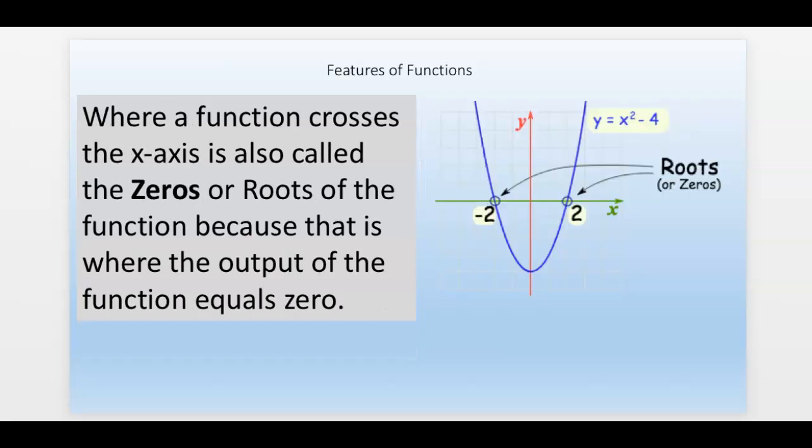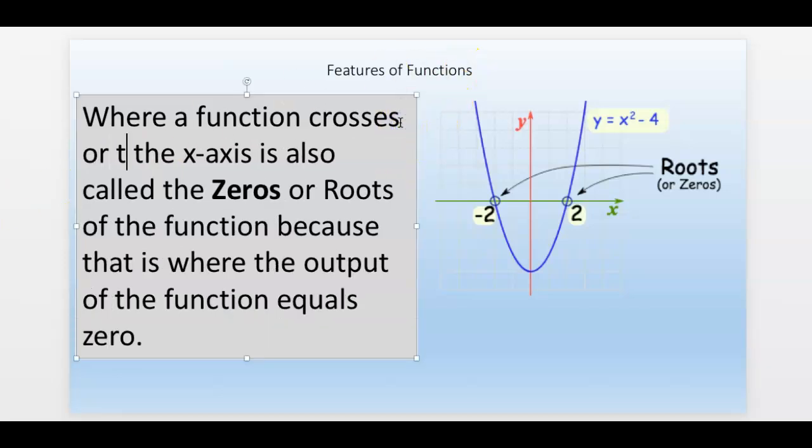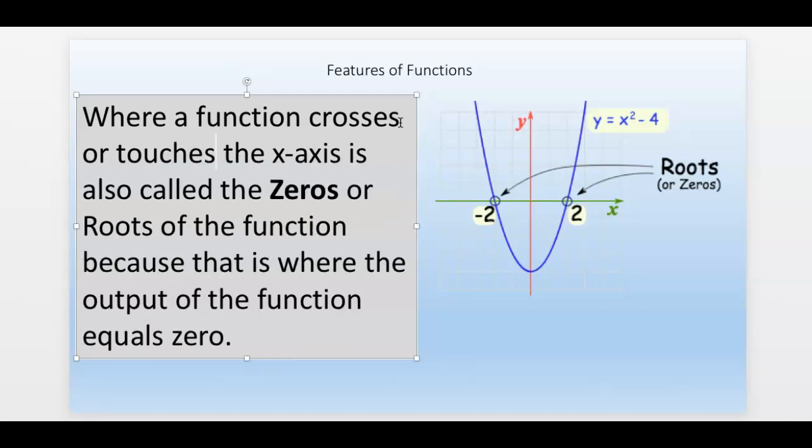Guys, where a function crosses the x-axis or touches it, it's often called the zeros or the roots of the function, because that is where the output of the function equals 0. Crosses or touches the x-axis. All right, those are called the zeros. The x-intercepts are the zeros.